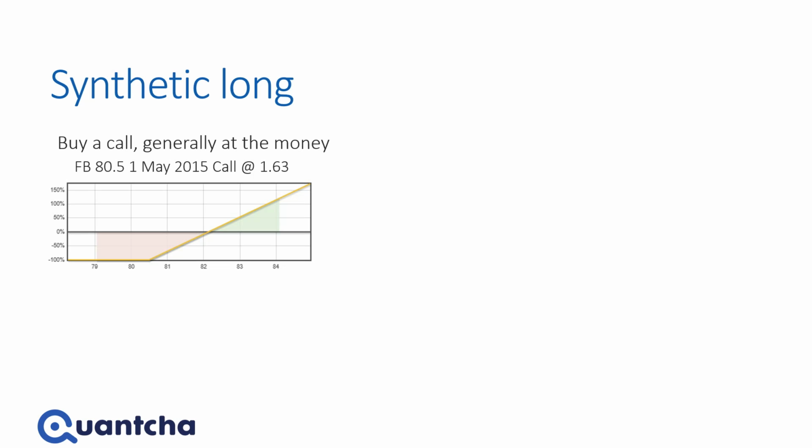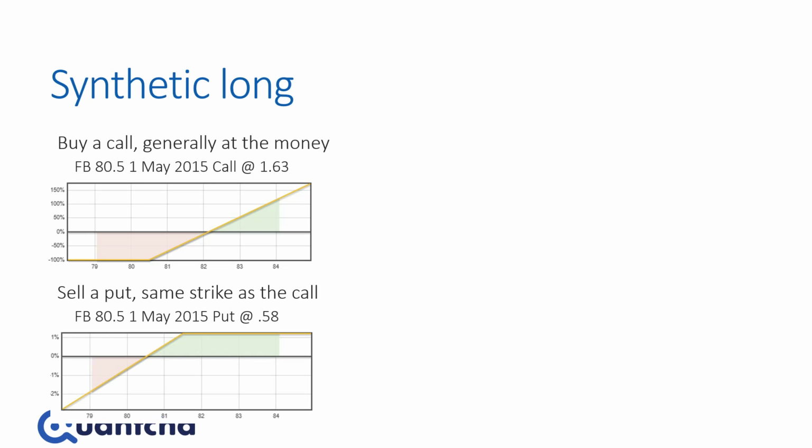Now, at the same time, what you do is you sell a put and you use the same strike as for the call. And in this case, the weekly $80.50 strike for Facebook is offering 58 cents a share. That's the bid we're working with here. This is just a standard put option, and of course you're maximizing your profit if the stock closes at or above the strike being $80.50, and you're trailing off if the stock closes below that.